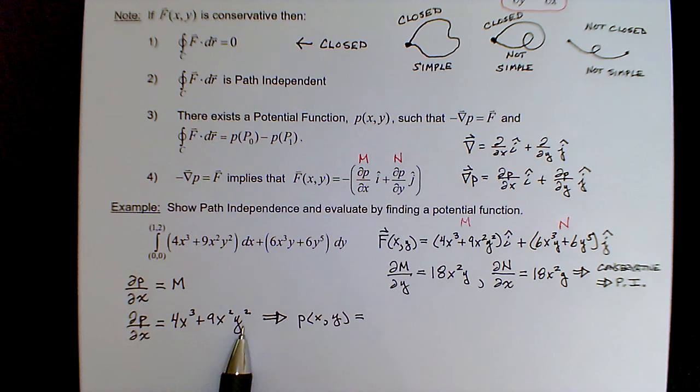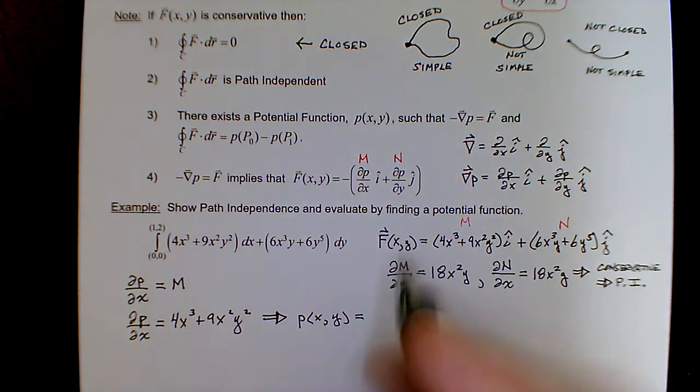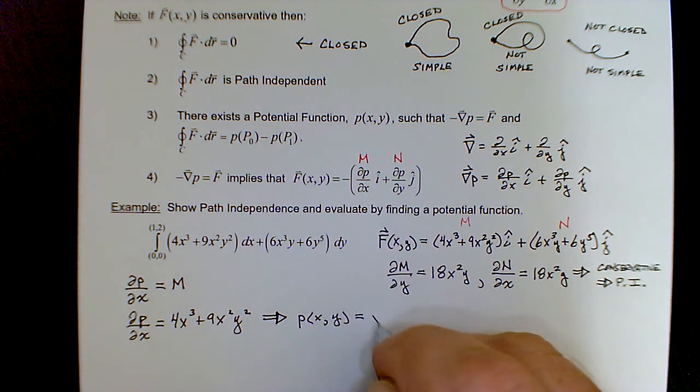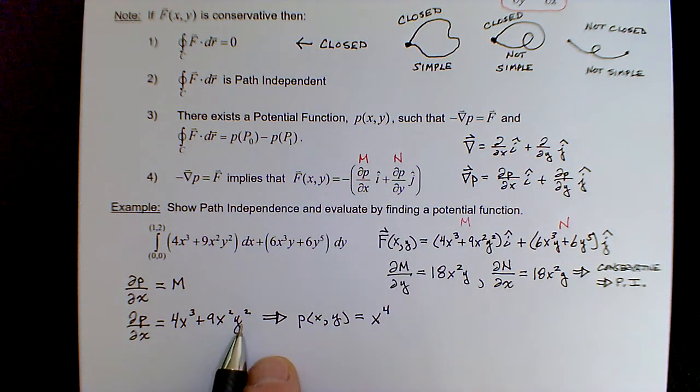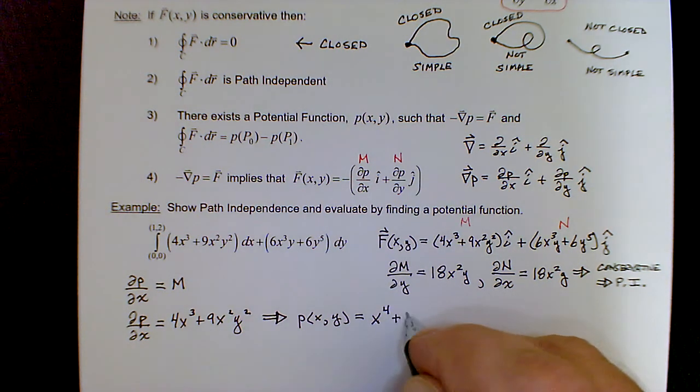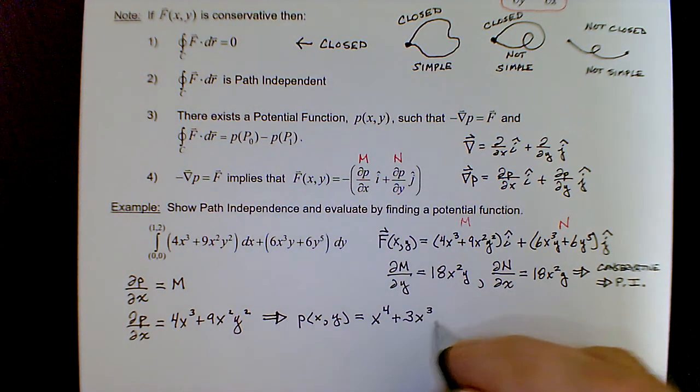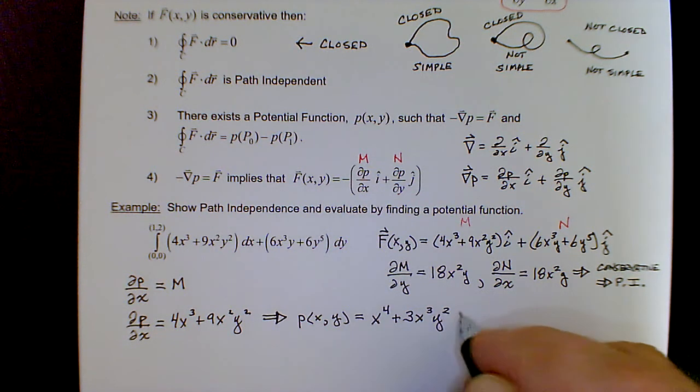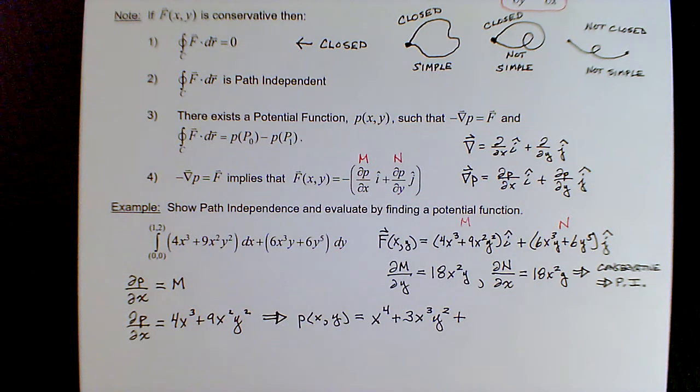And so integrating 4x cubed, we get 4x to the 4th over 4, or x to the 4th. Okay, y is a constant. Integrating 9x squared, we get 9x cubed over 3, so 3x cubed, and then the y squared tags along. So plus 3x cubed y squared. But then typically we say plus a constant of integration.